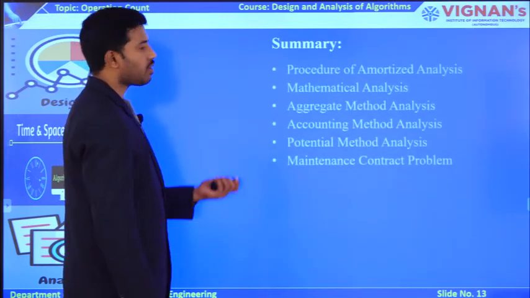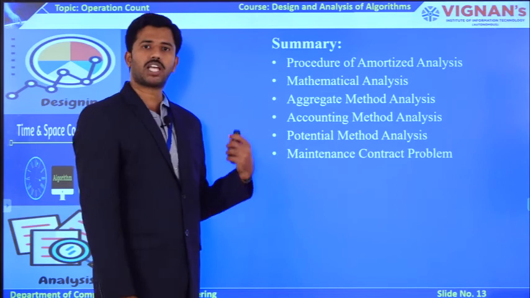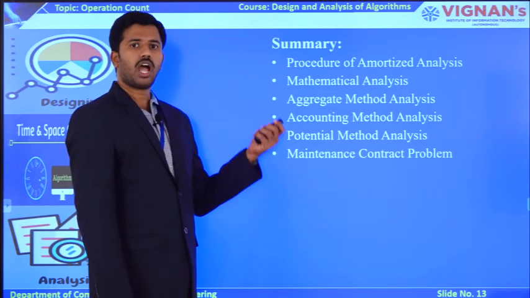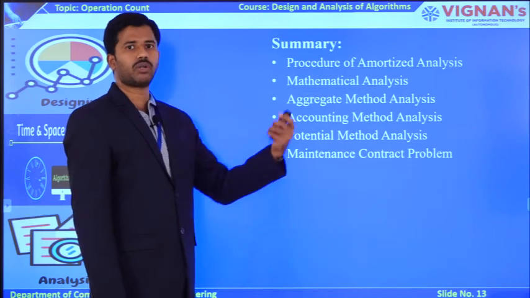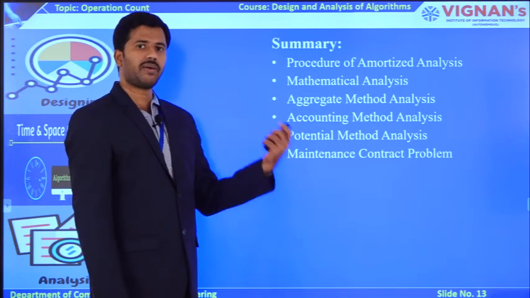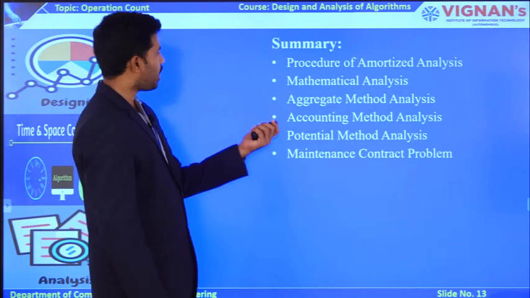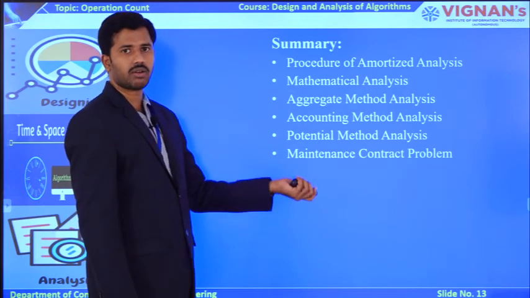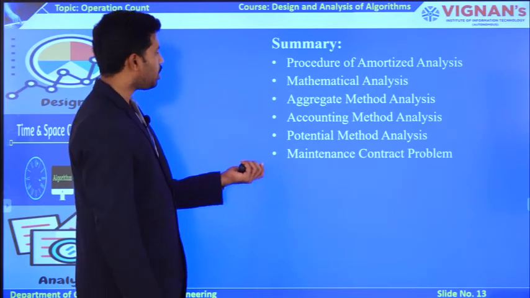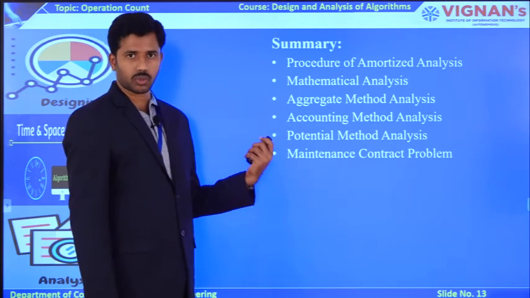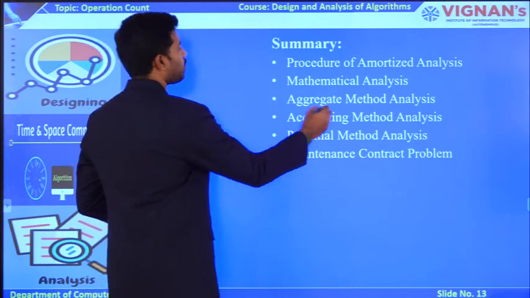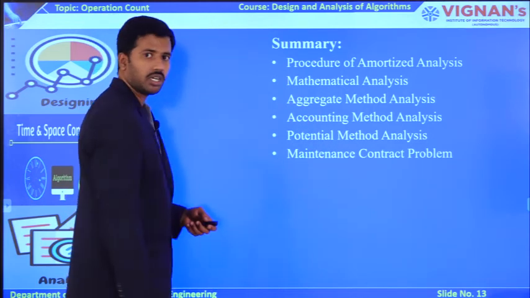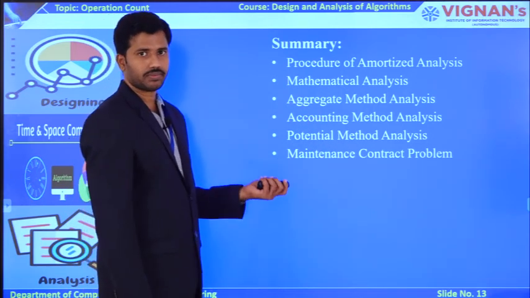Okay. So as of now we have seen the procedure as well as the mathematical calculations behind amortized analysis, followed by the aggregate method and how to apply it to a particular example, followed by the accounting method, followed by the potential method, and we have seen one maintenance contract also. So with that example we have learned how the aggregate method, accounting method as well as potential method work. Okay.